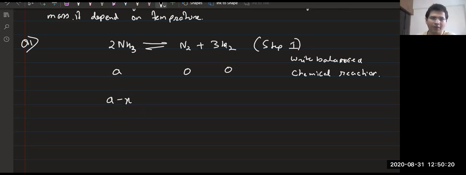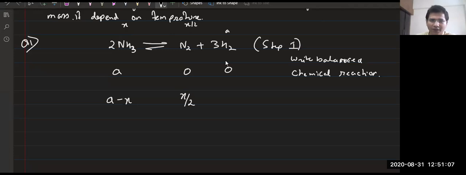Everyone, how can you forget the principle of atomic conservation? The ratio is 2:1:3. If this is 2A, then this should be A, then this is 3A. Now I'm saying that this is consumed by X, so this should be X by 2. Yes, you have to consider the ratio. That's the third step, X by 2.